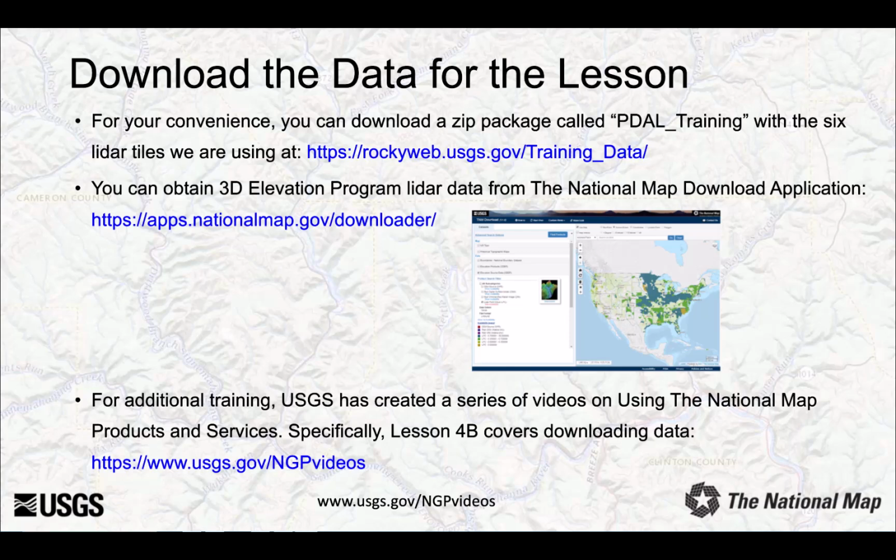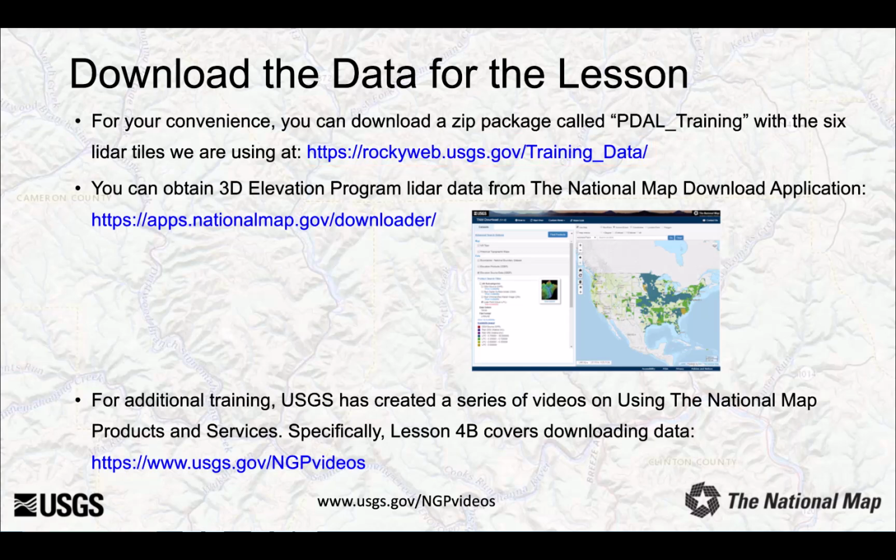For this lesson, you will be provided with a zip folder containing a LIDAR contractor report and pipeline JSON template files. Please download PDAL_training.zip from rockyweb.usgs.gov/training_data. The LIDAR data used in this lesson will access and process point cloud data from the USGS 3DEP repository organized as EPT resources. We will discuss this in greater detail later in this video. If you have not done so already, please download the data from the link provided.